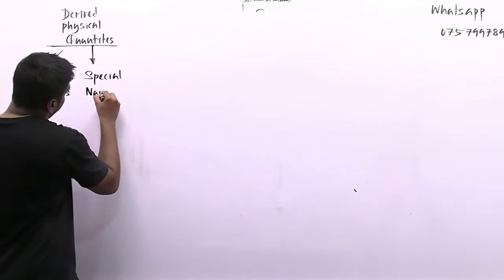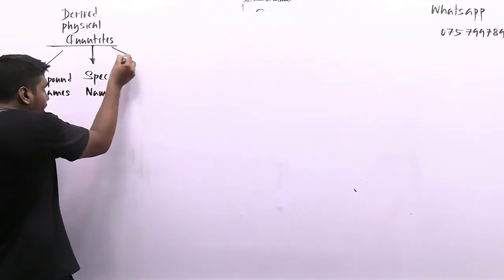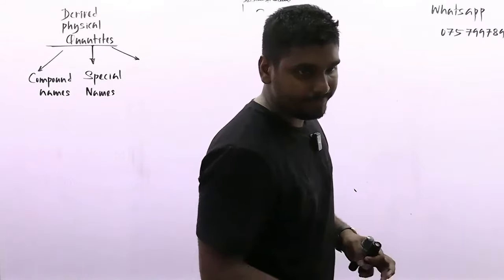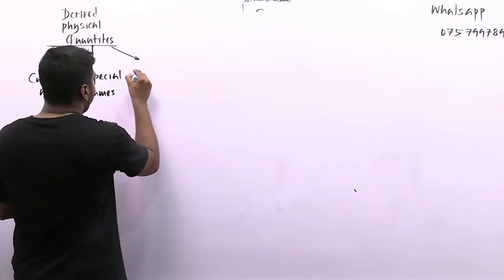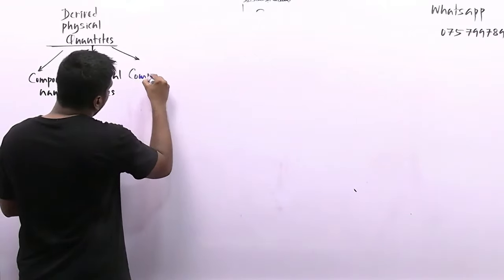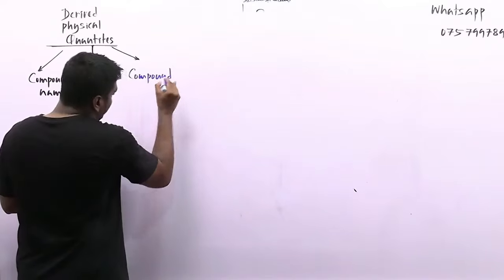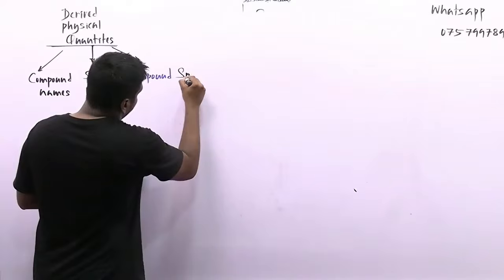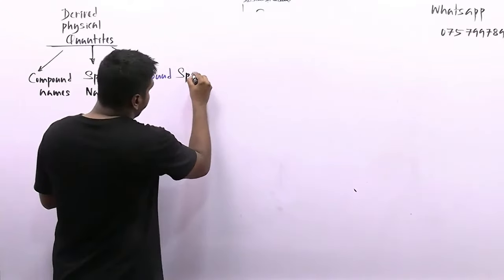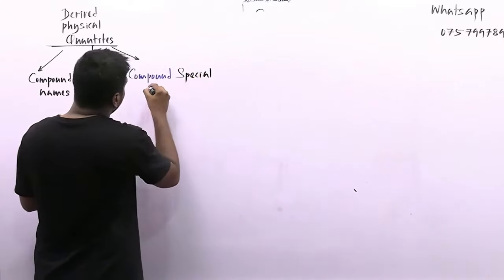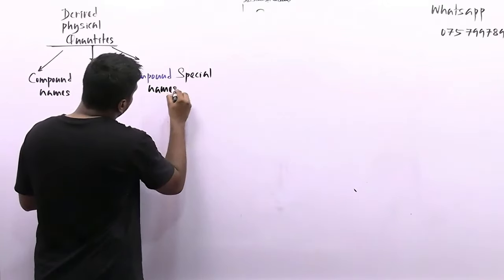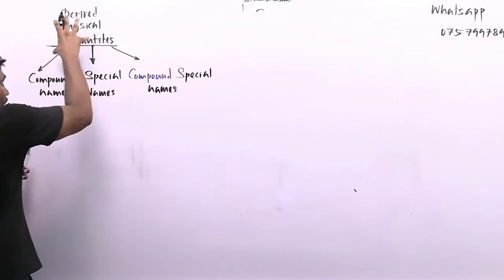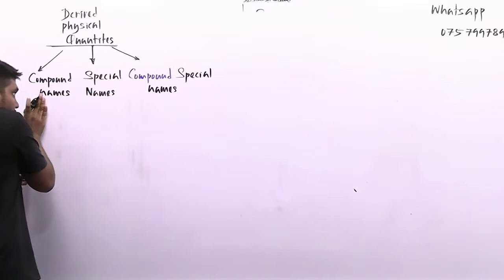The third category is going to be compound special names, the mixture of these two. Okay. First of all, we'll talk about derived physical quantities that come under compound names.